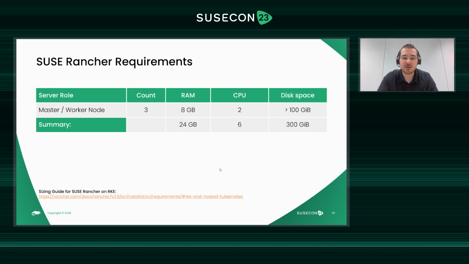The SUSE Rancher requirements are a lot lower. You will have, again, 3 machines in this setup, each as a master and worker node, or control plane node. So you have 3 nodes with 8 gigabytes of RAM and 2 CPUs each, as well as 100 gigabytes of disk space.